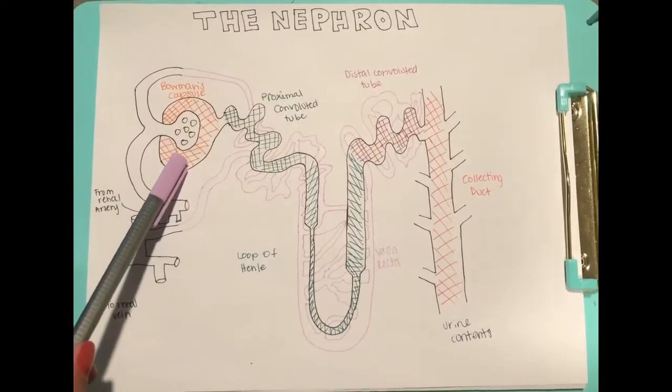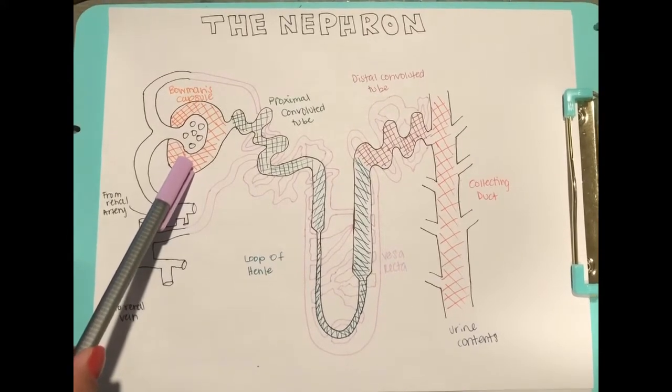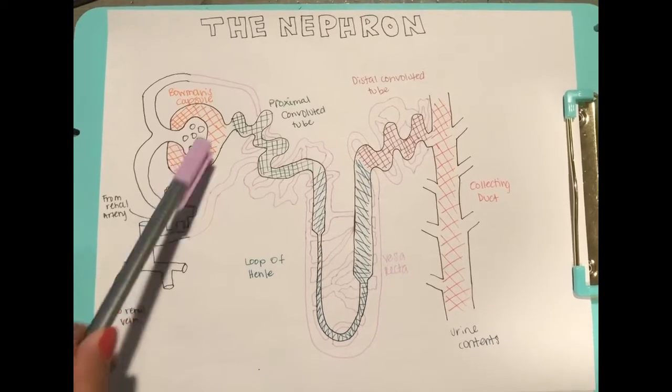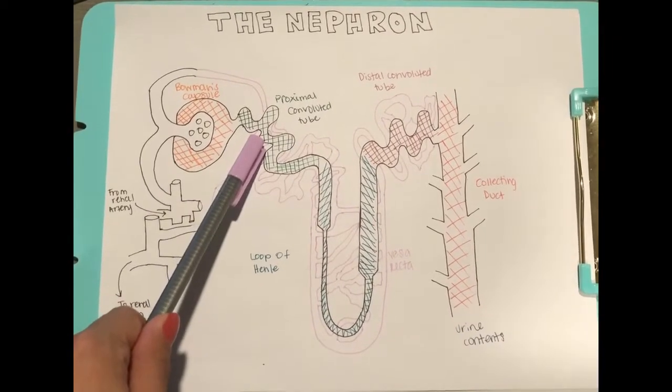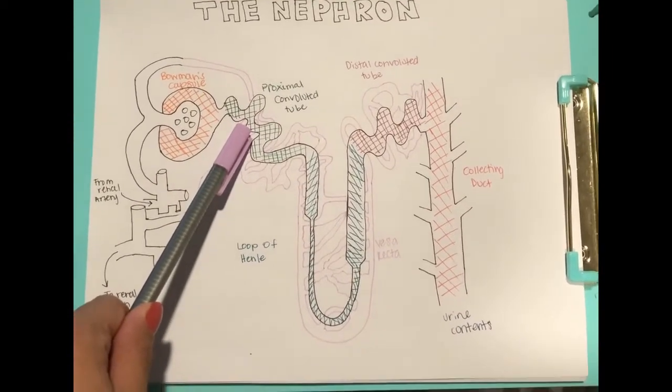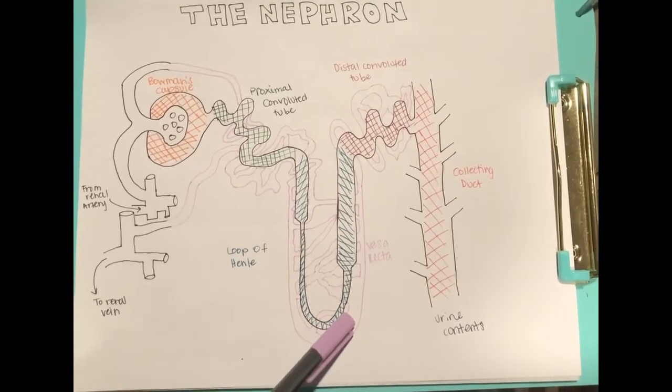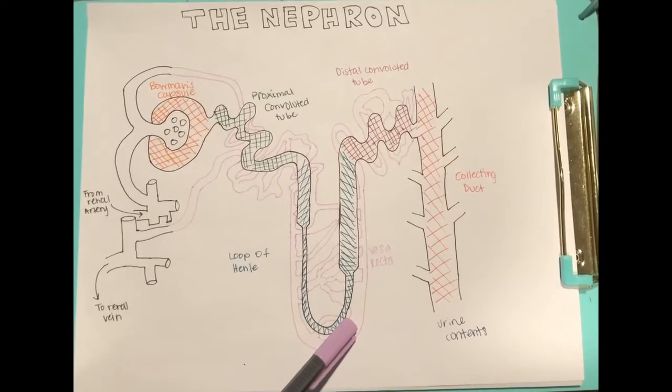This is the Bowman's capsule. The Bowman's capsule is the site of filtration and the formation of filtrate. Then we have the proximal convoluted tube. The proximal convoluted tube is mostly reabsorption. Next, we have the loop of Henle. The loop of Henle is also in charge of reabsorption.